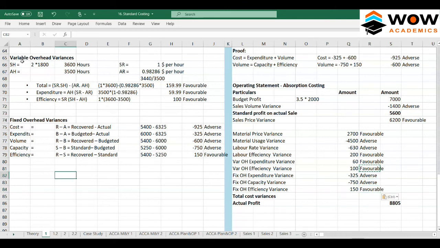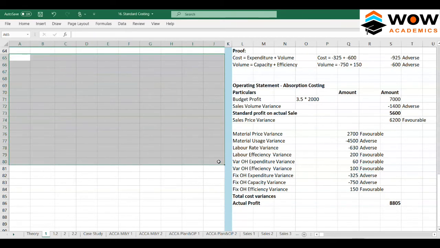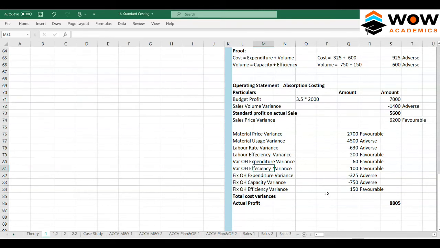We don't need these variances anymore. We'll just check. Expenditure is 325 adverse. Capacity is 750 adverse. Efficiency is 150 favorable. Okay, so we don't need these numbers. So that's it. We have got all our variances. We just total them. Okay, so the answer comes to minus 2995. So we can put that number here, minus 2995. So the answer should tally.